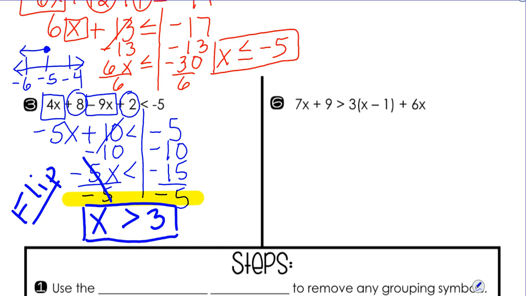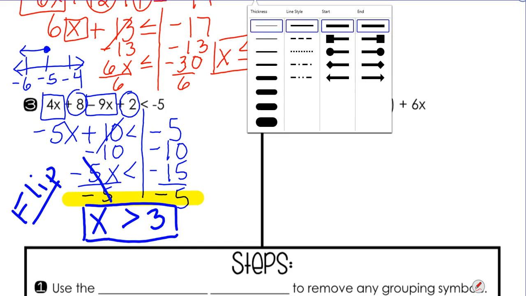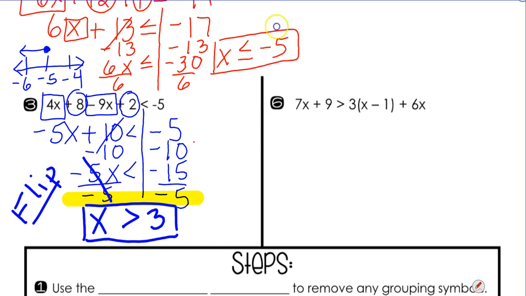Now to graph this, I'm going to draw my number line over here. I'm going to put 3 in the middle, 4 to the right, 2 to the left. Is this an open or a closed circle if it's greater than 3? It's going to be open to indicate that it can't be 3, but it's going to be anything greater than 3.